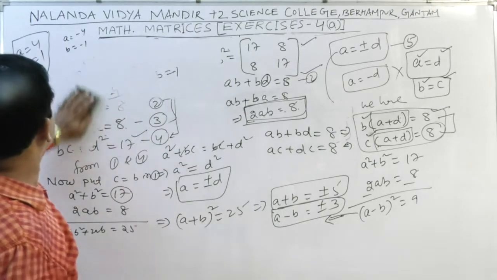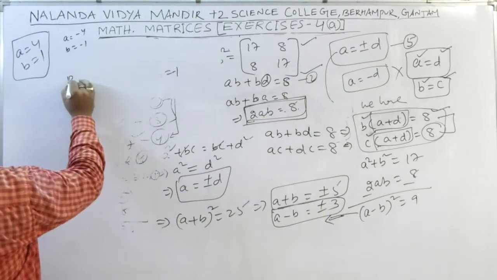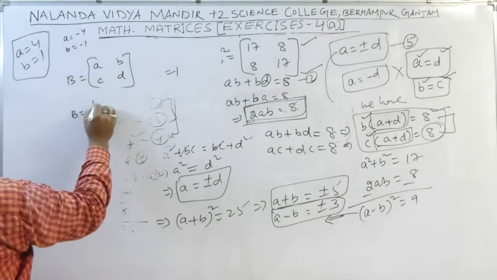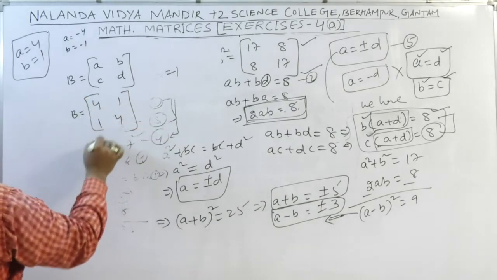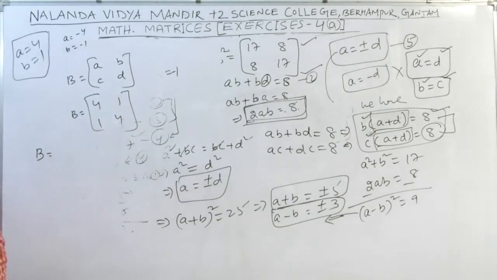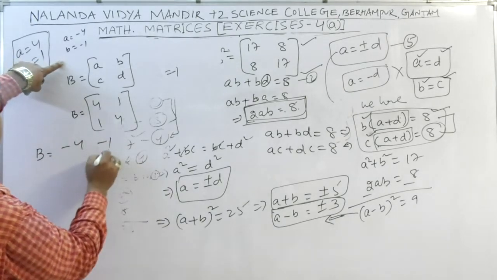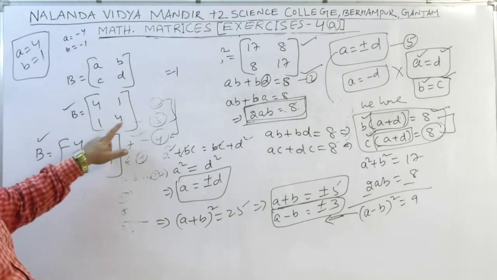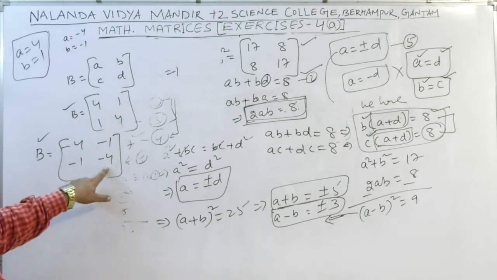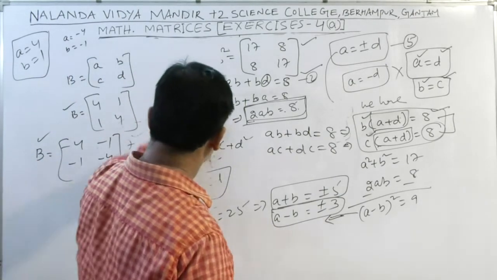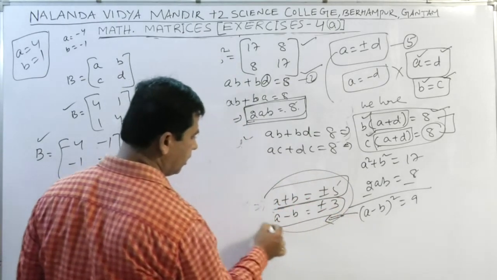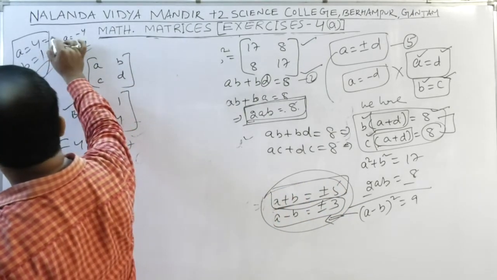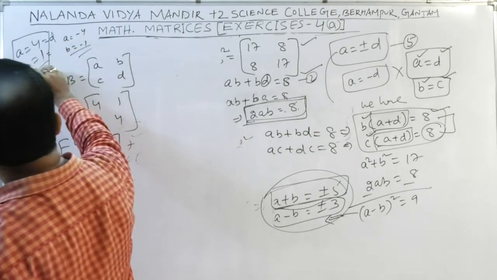Therefore, the matrix P is A, B, C, D. With A is equal to 4, B is equal to 1, the matrix is 4, 1, 1, 4. Or minus 4, minus 1, minus 1, minus 4. Therefore, the matrix is 4, 1, 1, 4 and also minus 4, minus 1, minus 1, minus 4. From these two equations we get the values of A, B, C, D. A is equal to 4 is equal to D, and B is equal to C is equal to 1.